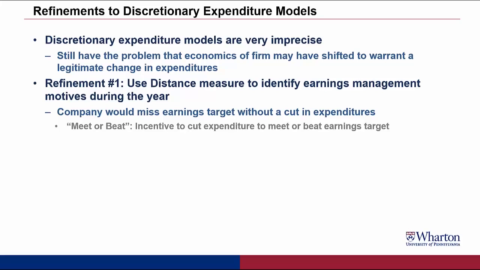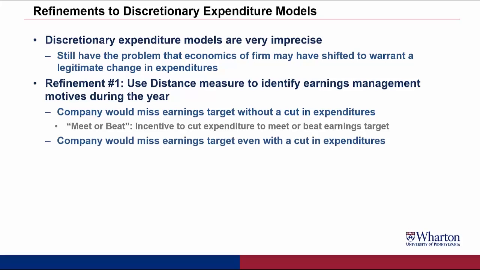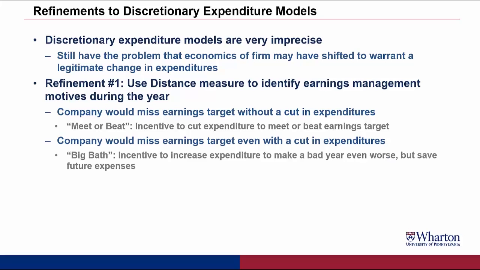The distance measure will also identify a company that would miss its earnings target even with a cut in expenditures. So this means that if you cut your R&D all the way to zero, you would still miss your earnings target. It wouldn't be a big enough savings in expense to meet your earnings target. We're going to call these big bath firms. Here the incentive is to increase their expenditures to make a bad year even worse, but save future expenses.